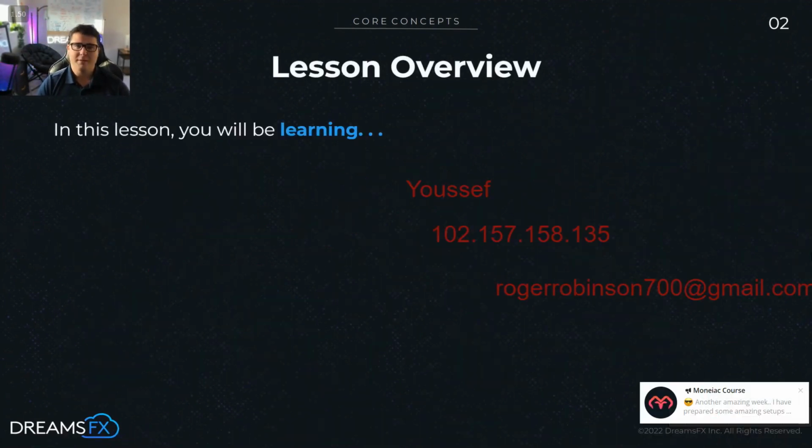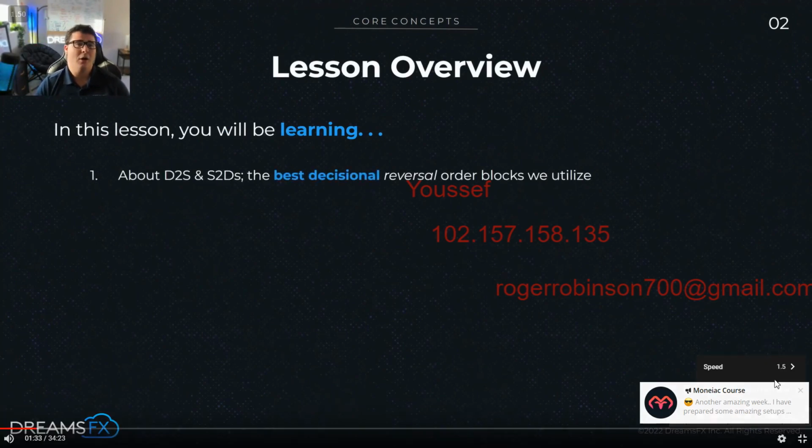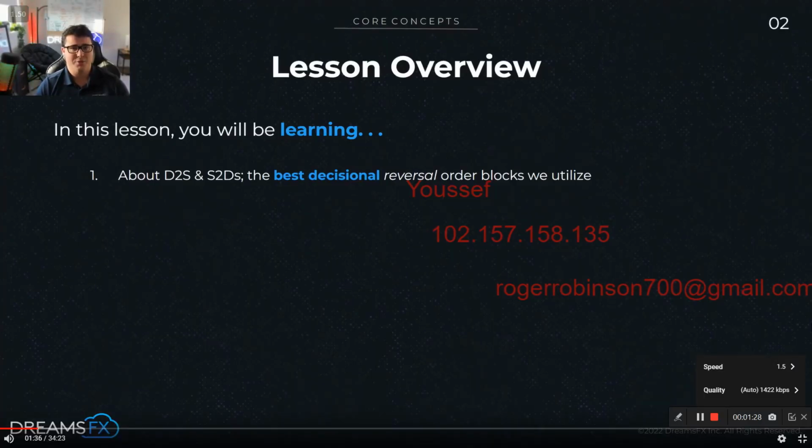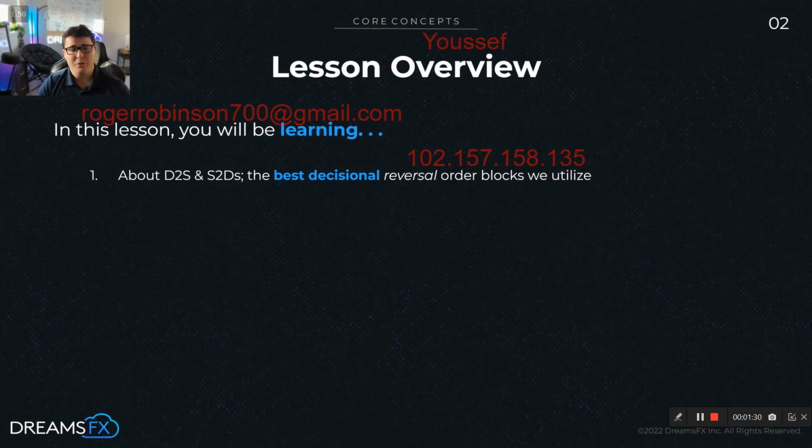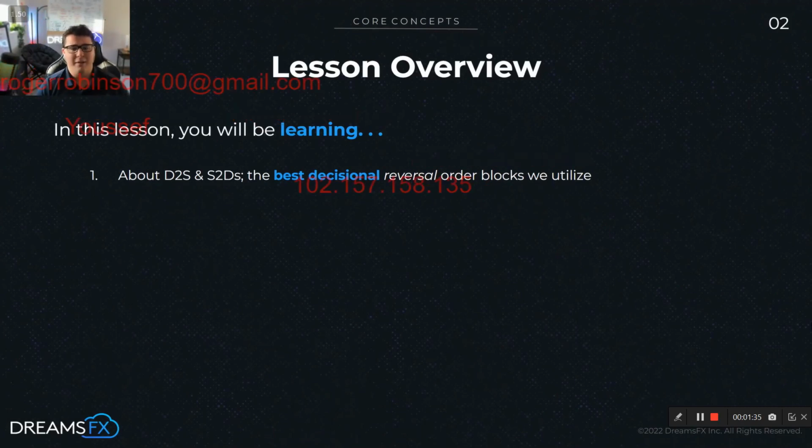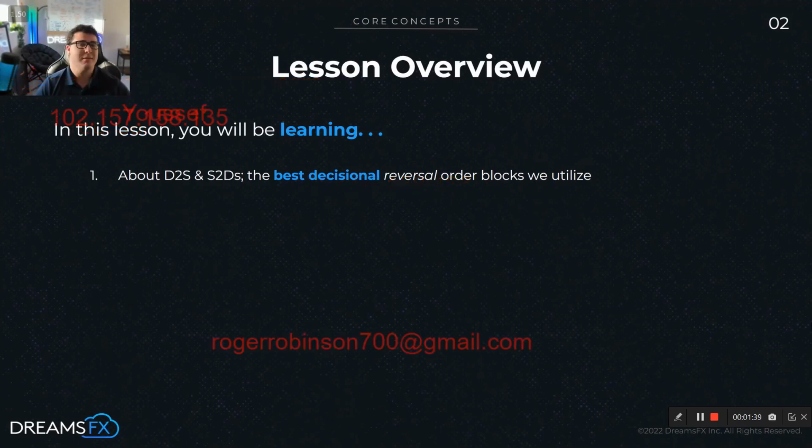Lesson overview. In this lesson, you can expect to learn all about D2S and S2D decisionals, exactly what they are, and why we use them as the best decisional reversal order blocks in our trading plan. They are one of the only and best decisionals that I will ever use, as I have my own specific trading style, combining these concepts that you will be exposed to later on in the section.